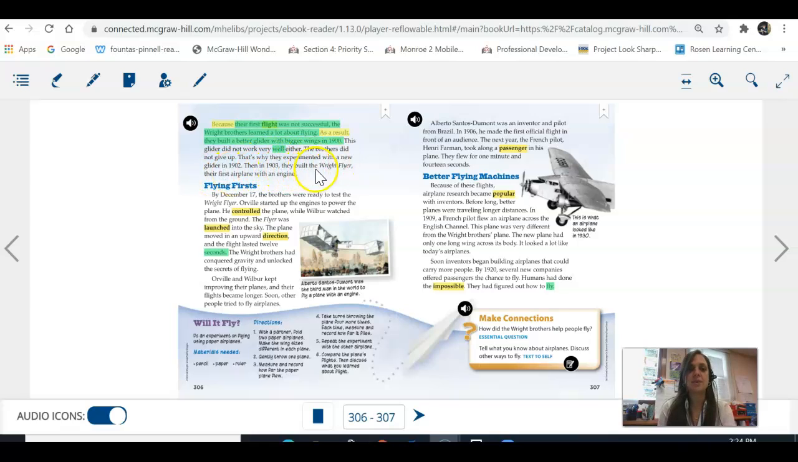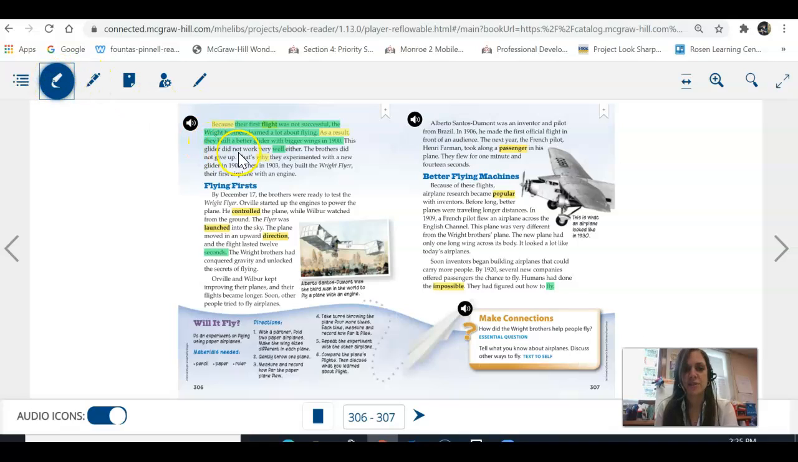Then in 1903, they built the Wright Flyer, their first airplane with an engine. I see another signal word. That's why. I know cause and effect. Effect is what happens, and cause is why something happens.